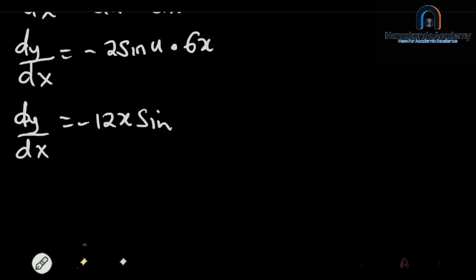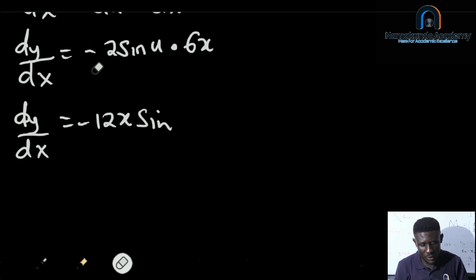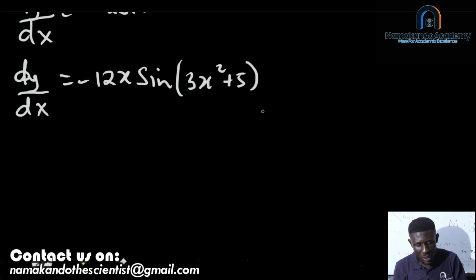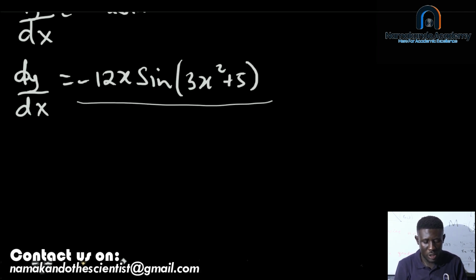Alright, so our dy dx would therefore be equal to negative 2 and 6x multiplied, hence we get negative 12x sine. Since this is with respect to x, we simply substitute wherever there's u with 3x squared plus 5. So this gives us negative 12x sine(3x squared plus 5), and this which we have is our derivative.